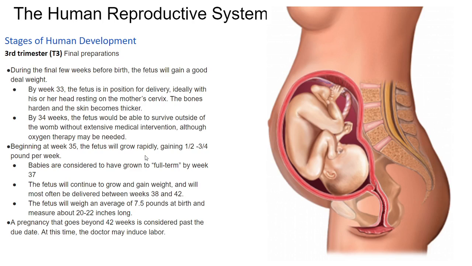Beginning at week 35, there's going to be some rapid growth. It gains a half to 3/4 of a pound per week, and mommy's tummy is starting to stick out. Babies are considered to have grown to full term by week 37, although week 40 is the goal. So somewhere between 38 and 42 weeks is when the baby should be fully delivered. Going past 42 weeks is a problem, but if you have a doctor, they'll keep an eye on you.